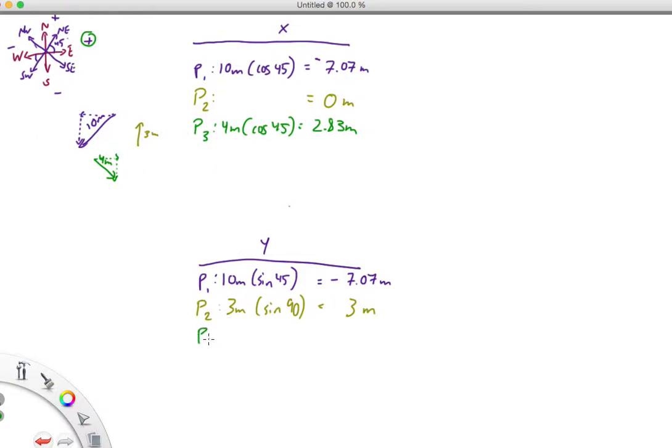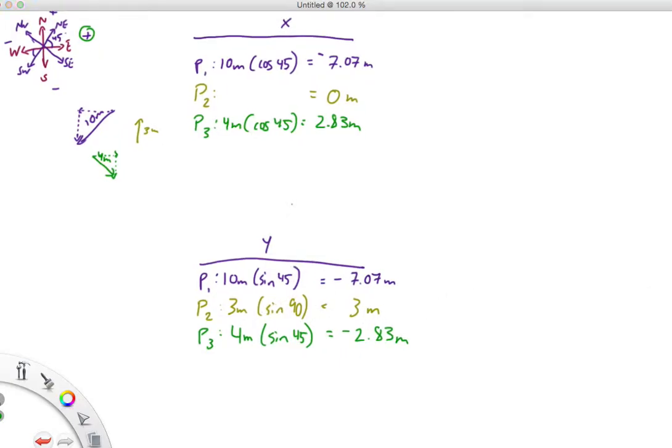Now let's look at our y's. For the y direction here, it's going to be 4 meters times the sine of 45, again a 45-degree angle. But it's going down, so we have it as a negative. We're going to place that negative on this number. We want to keep track of our direction here. So this is going to be negative 2.83 meters. Okay, I hope that makes sense so far.